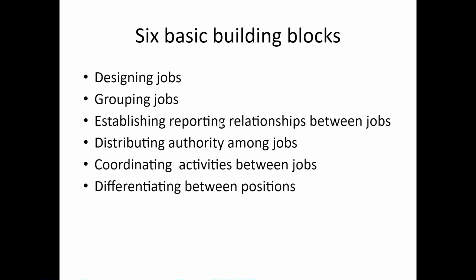So in this organizing function, we have to discuss the basic 6 building blocks. The organizing function consists of 6 main features or building blocks, right? Those are designing jobs, grouping jobs, establishing reporting relationships between jobs, distributing authority, coordinating, and differentiating between positions. All these 6 activities, 6 functions, in other words 6 building blocks, ultimately create the organizing function, right? Let's take one by one.